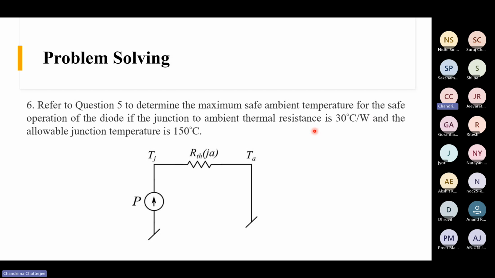What we need to find is the maximum safe ambient temperature for the safe operation of the diode, so that the diode temperature doesn't exceed 150 degrees centigrade, because this is the safe limit. Beyond this, the diode will get damaged. So how will we calculate this? This is pretty simple.